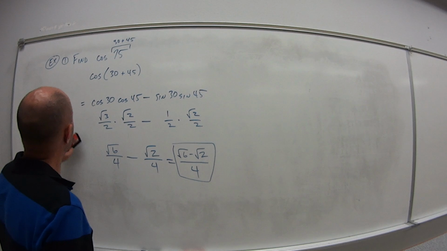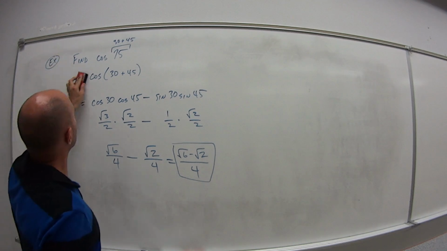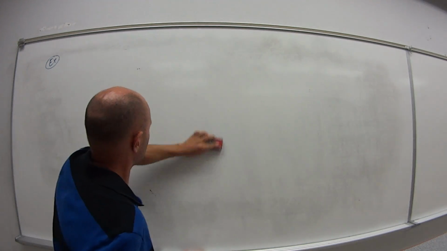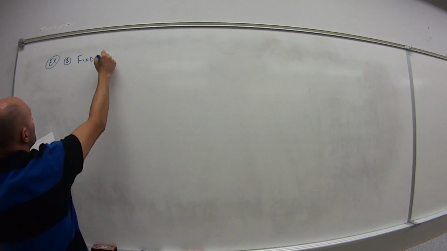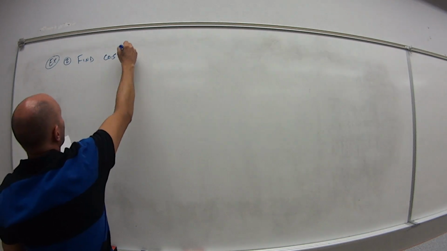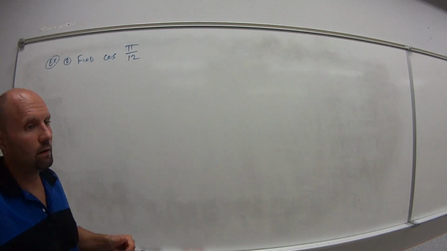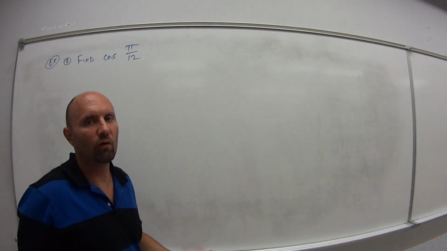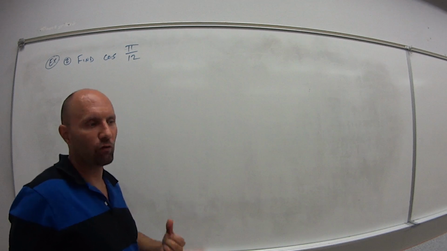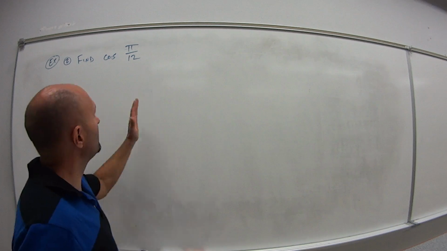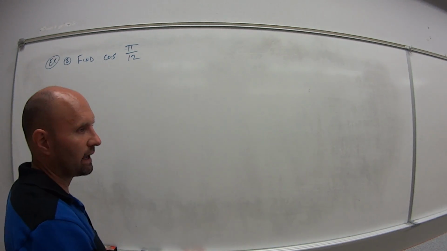Okay, so let's look at another example. Our second example, we want to find the cosine of pi over 12. We don't have a pi over 12 on our unit circle. What do we have? We have pi over 6, pi over 4, pi over 3. So here is the trick I would show you.